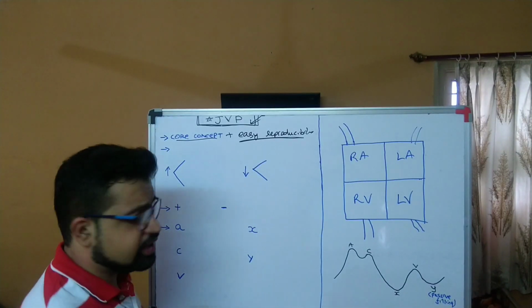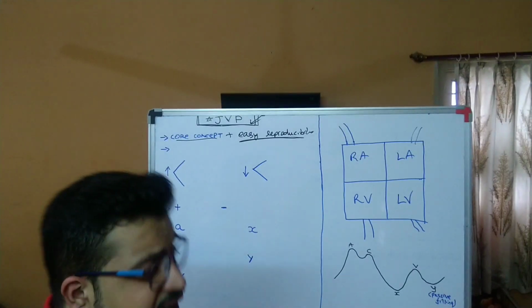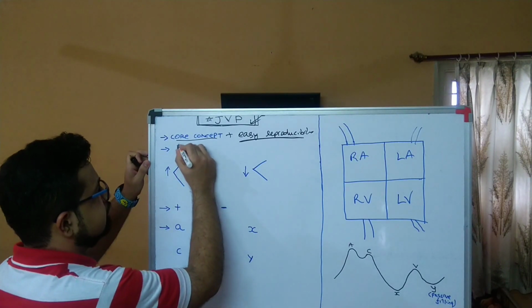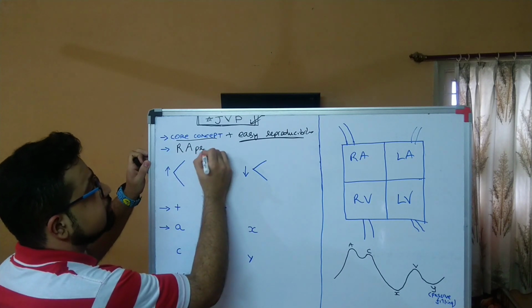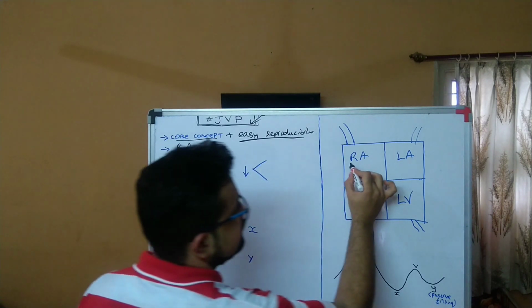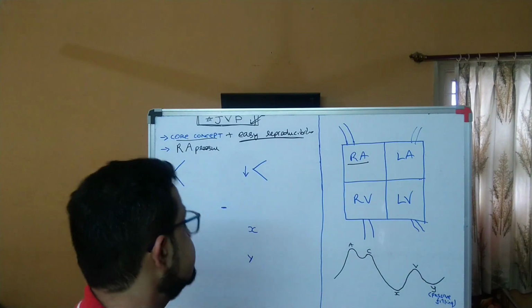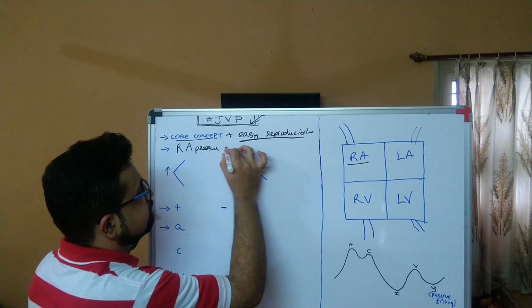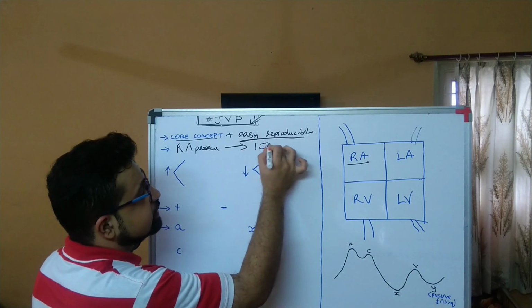So without further ado, let us begin with the idea of JVP. What actually is JVP? JVP is right atrial pressure. That is the right atrial pressure. How do you measure the right atrial pressure? How do you measure the JVP? You measure it by the pressure in the internal jugular vein.